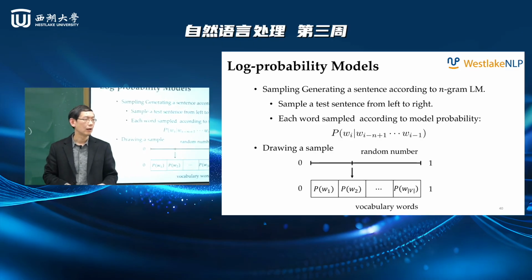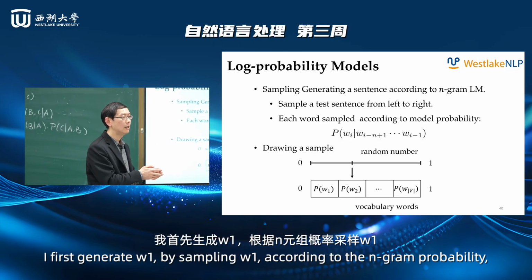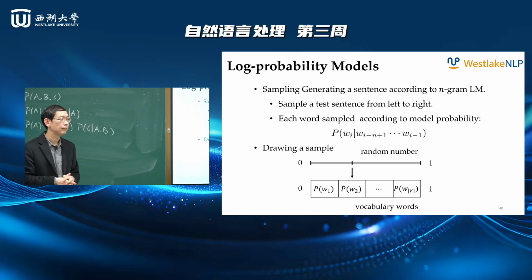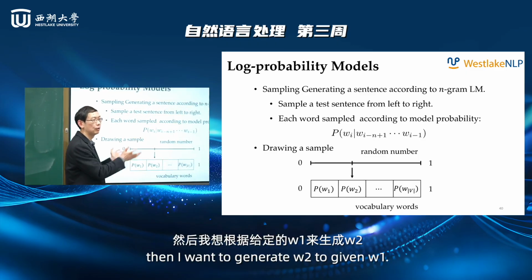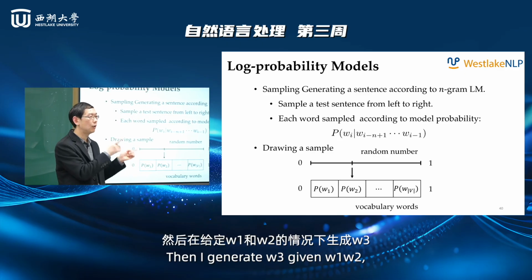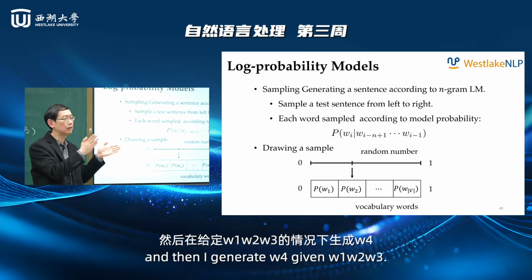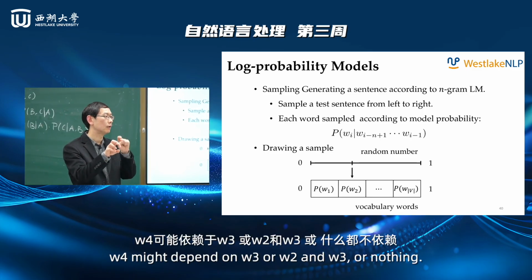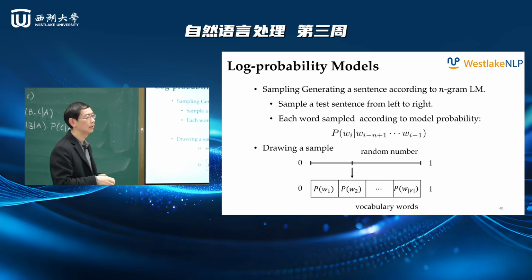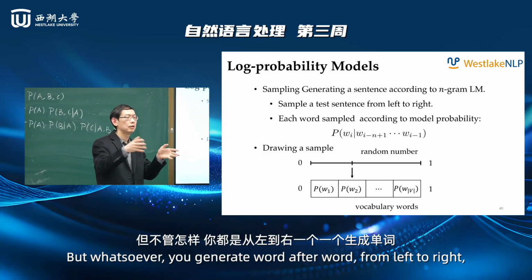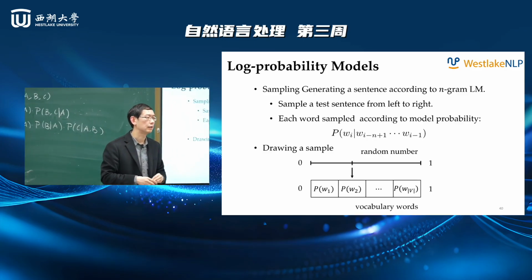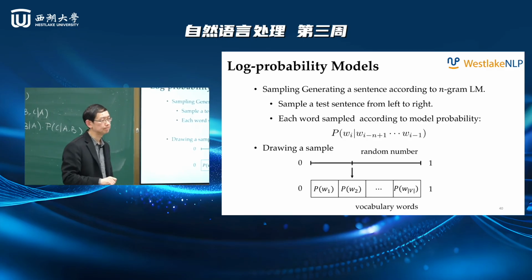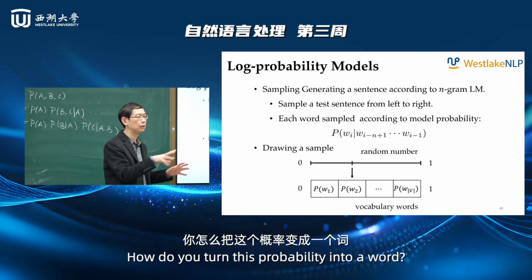I first generate W1 by sampling W1 according to the n-gram probability. Then I generate W2 given W1. Then I generate W3 given W1 and W2. And then I generate W4 given W1, W2, and W3. Now if you make an independence assumption, W4 might depend on W3, or W2 and W3, or nothing. But whatsoever, you generate word after word from left to right. When you generate each word, you only know its probability. How do you turn this probability into a word?